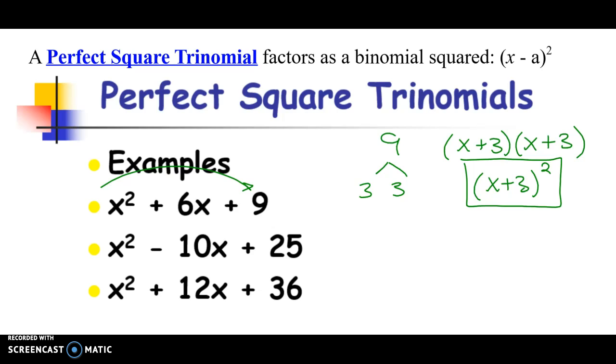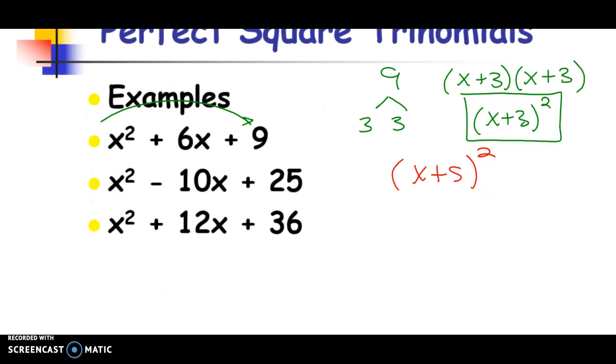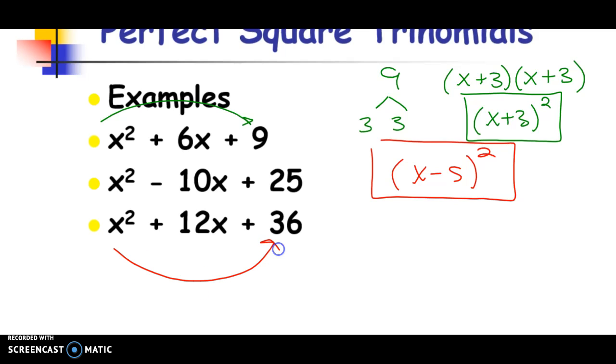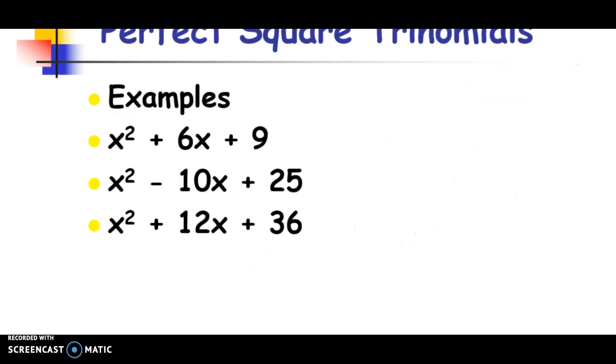Do the last 2 on your own real quick. Because it's negative, those 2 numbers need to add up to negative 10. So we need to change this to a minus sign: x minus 5 times x minus 5. But a negative times a negative is a positive. That's how we get the positive 25. And this one's pretty easy. 6 times 6 would be x plus 6 squared. Going on.